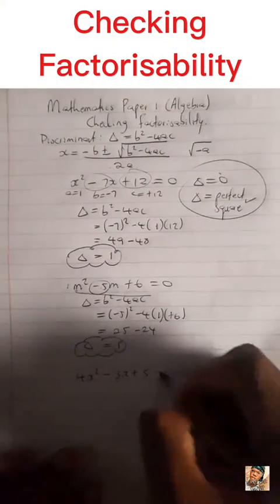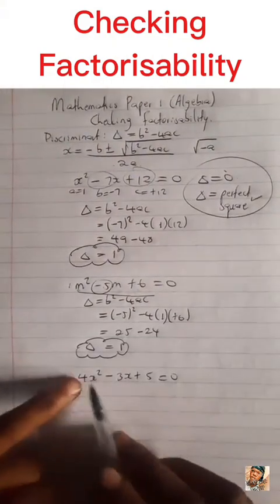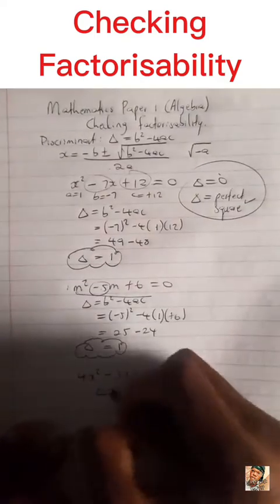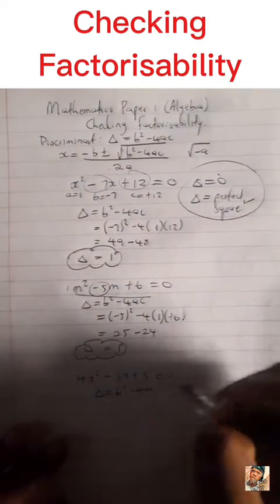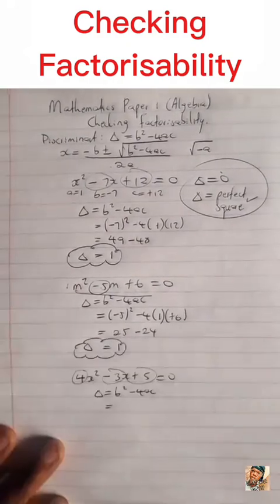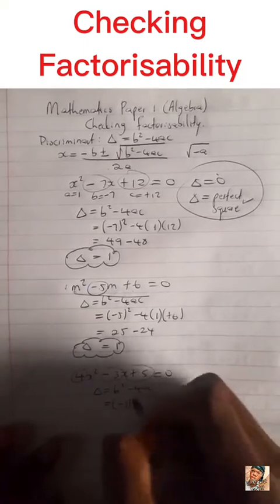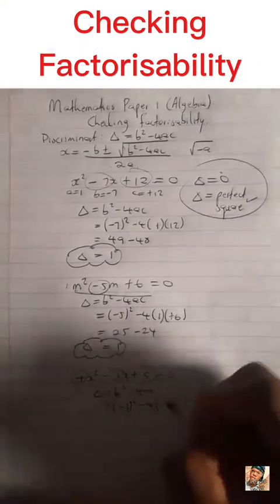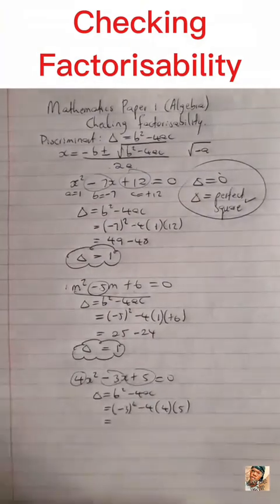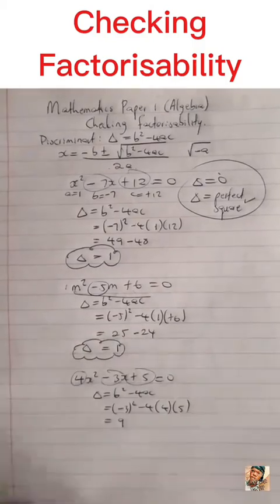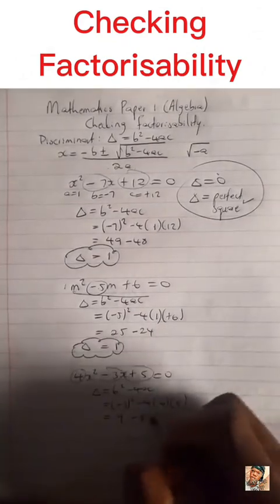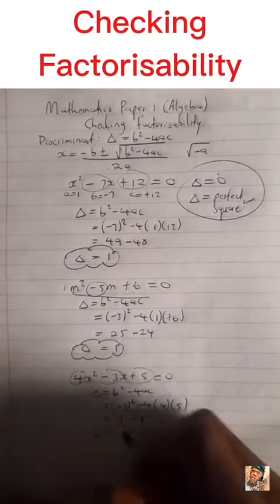So now we have something like this. Let us check if 4x squared minus 3x plus 5 can be factorized or not. So we're going to say the discriminant is equal to b squared minus 4ac, where b is negative 3, a is positive 4, c is positive 5. So b is negative 3 squared minus 4 into a, which is positive 4, multiplied by c, which is positive 5. So now negative 3 squared is positive 9. Negative 4 times 4 is negative 16. Negative 16 times 5 is negative 80. Now the discriminant is equal to negative 71.